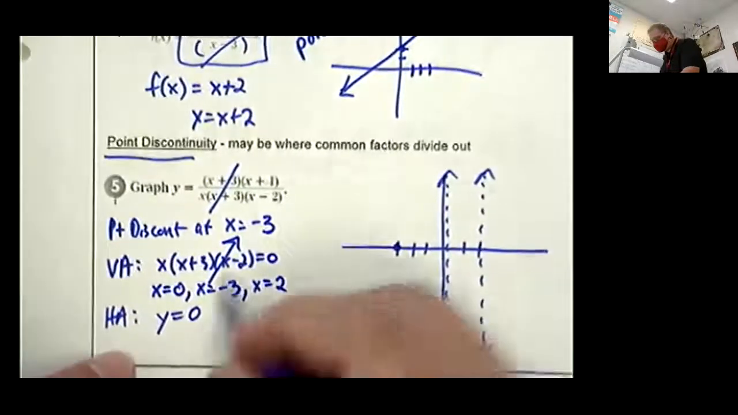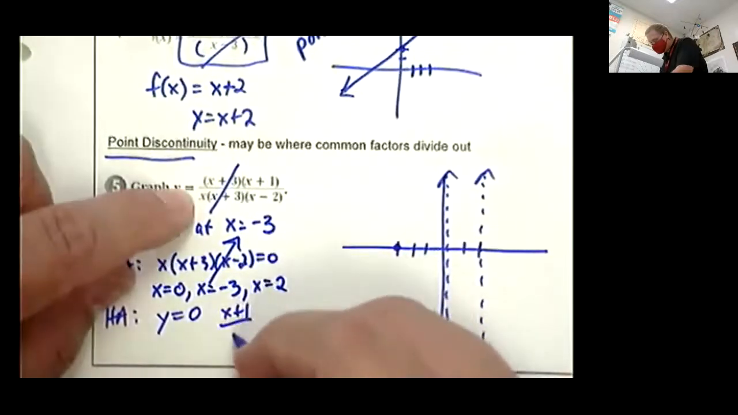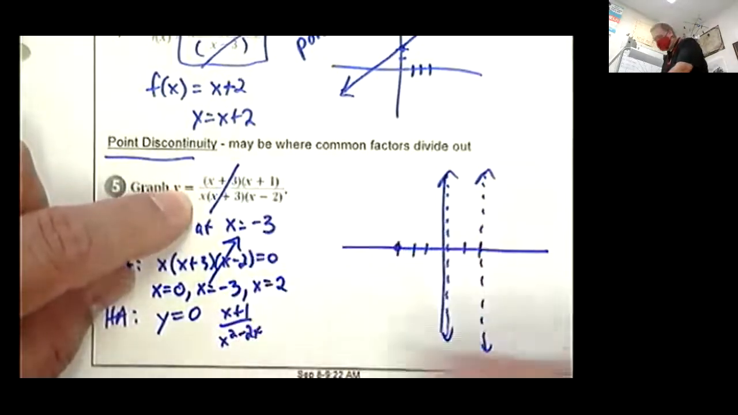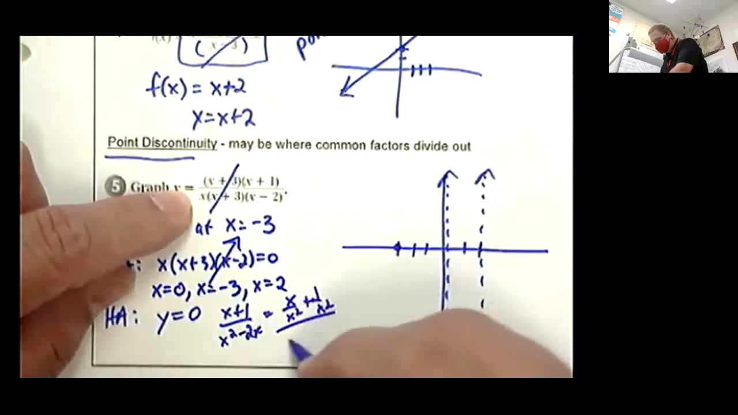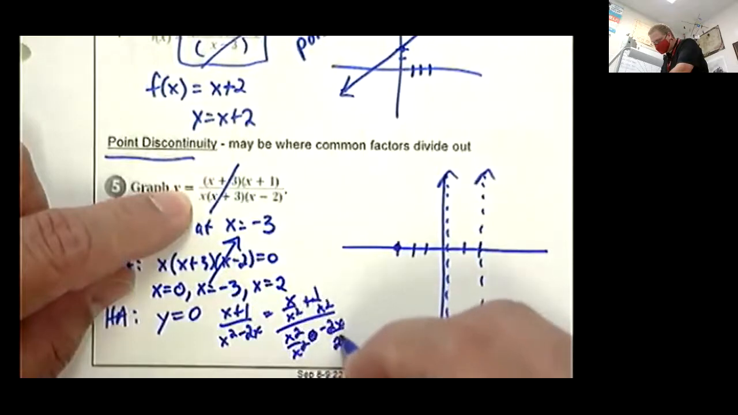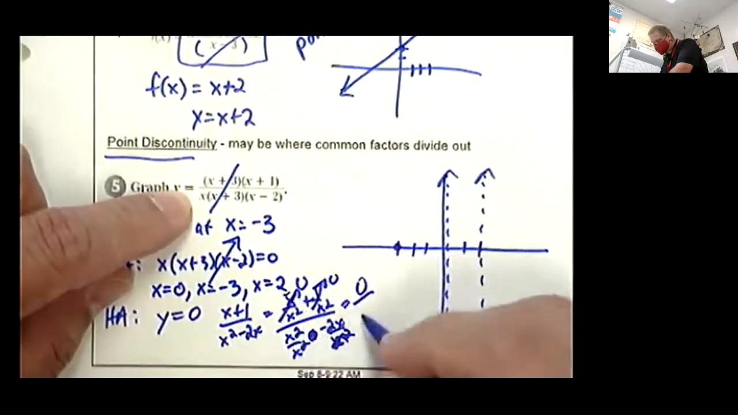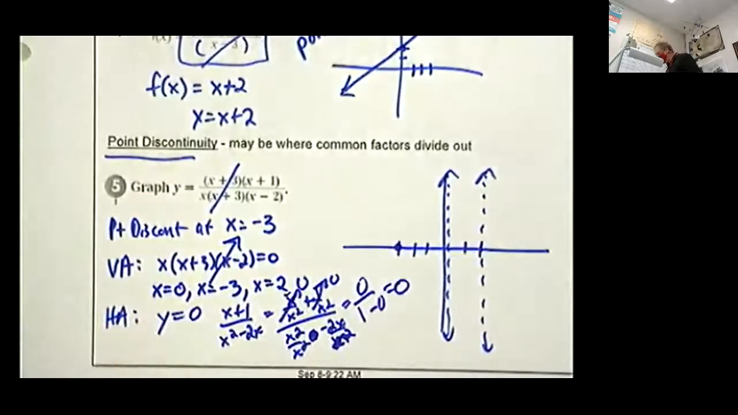Well, just to show you, this would cancel. So we're left with x plus 1 over, multiply this would be x squared minus 2x. So I just multiplied that out. And then that's going to be x over x squared plus 1 over x squared all over x squared minus 2x over x squared. Sorry, just x squared. That goes to 0, that goes to 0. So we have 0 over 1 minus 0, which is 0. So there's our y equals 0, if you didn't believe me.